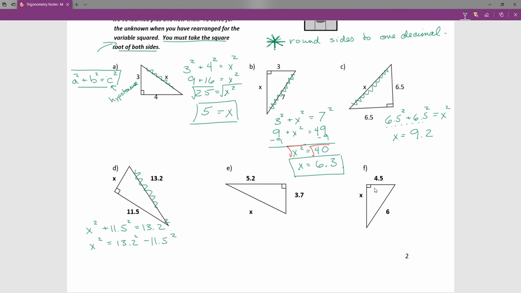You're going to have to remember to take the square root of both sides so that you can actually say what x equals. And again, I don't generally show all of my work on this. Sometimes I will say that x equals 13.2 squared minus 11.5 squared because that shows what my thinking is at least, but I rely on my calculator to do that work for me. So my answer would be 6.5 in this one. The other ones I'll set up, but I'll stop talking.